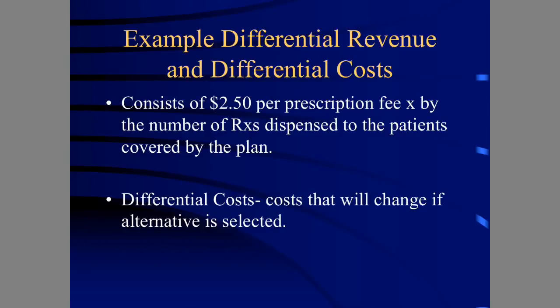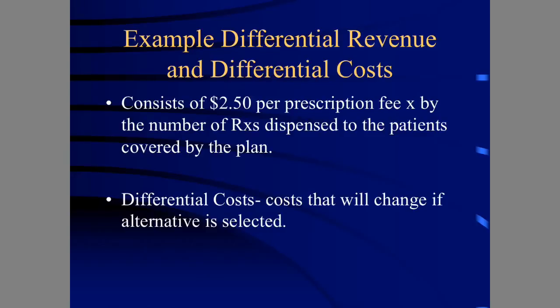So getting back to our example. When we look at the differential revenue and the differential costs, they consist of the following: the $2.50 per prescription fee multiplied by the number of prescriptions dispensed to the patients covered by the plan. So one way to do this, for example, if you were looking to maybe get into a closed pharmacy network, is to go back and look at your data on how many patients you've lost over the last couple of years that may have left because you were not in a preferred network. Maybe you could do a survey of how many patients would use your pharmacy more if you were in a preferred network.